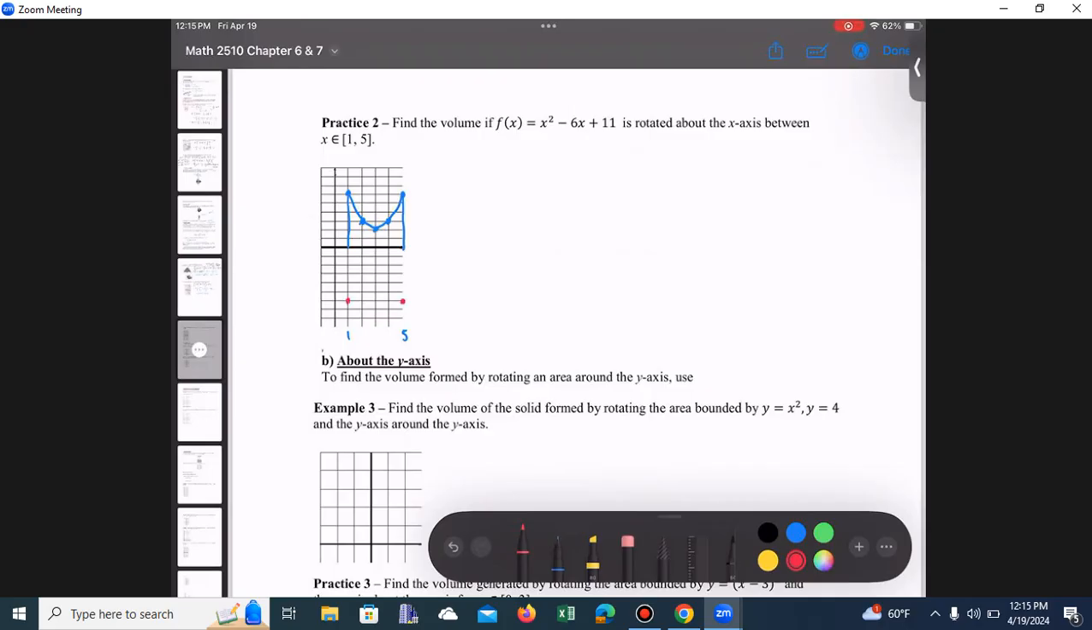So it starts to look like an hourglass in a sense. Looks like this, and then the middle section is a little bit thinner. So, sideways hourglass.